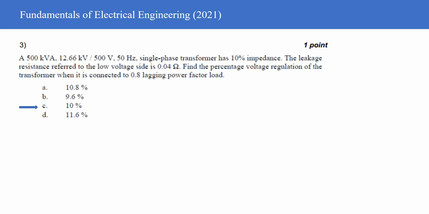So in question number 3, you have to figure out what is the voltage regulation. Now what is voltage regulation? Let's say you have your transformer. This transformer will have some R, it will have some X, and then it will have some load connected at this point, with the voltage of V2.